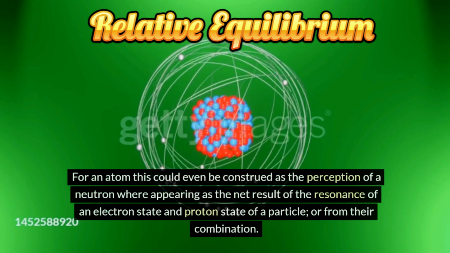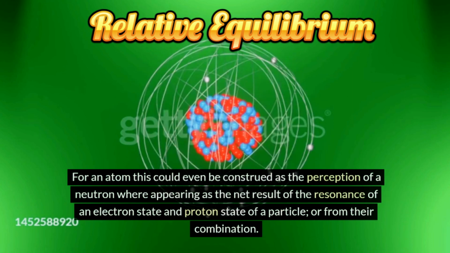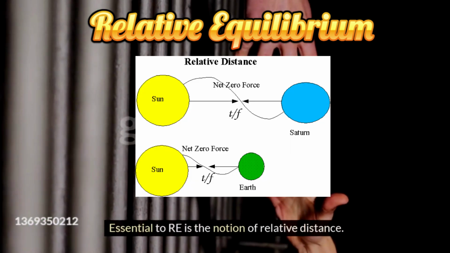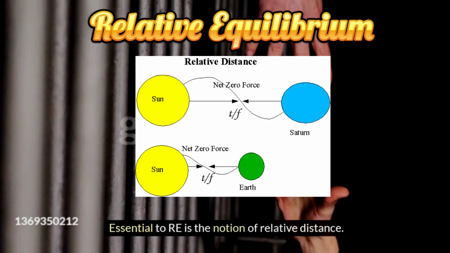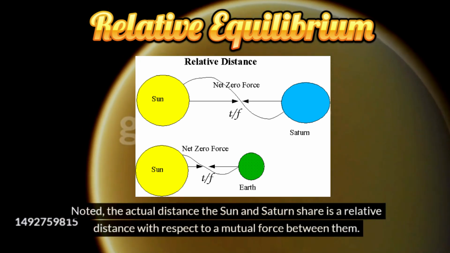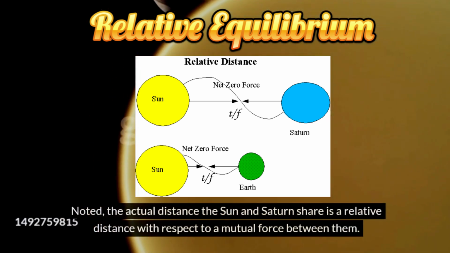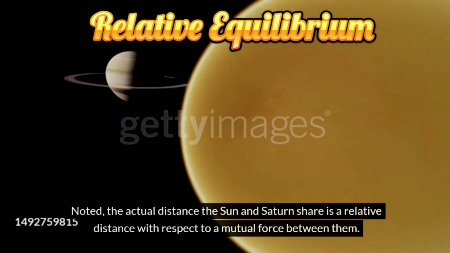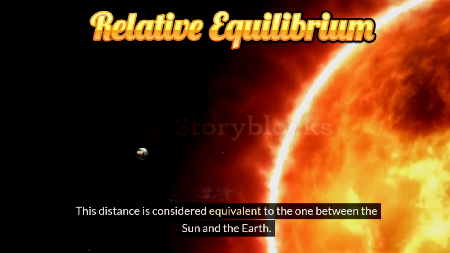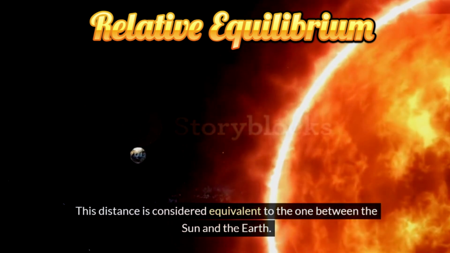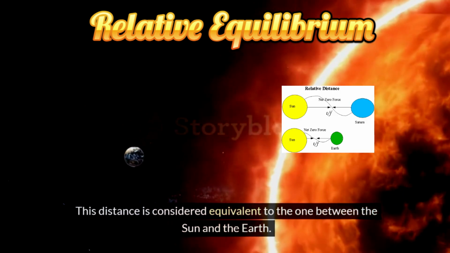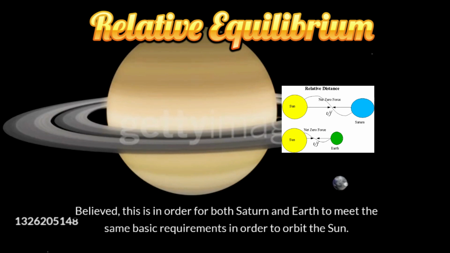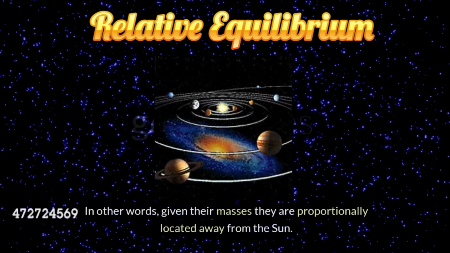Essential to Re is the notion of relative distance. Noted, the actual distance the Sun and Saturn share is a relative distance with respect to a mutual force between them. This distance is considered equivalent to the one between the Sun and the Earth. Believed, this is in order for both Saturn and Earth to meet the same basic requirements in order to orbit the Sun. In other words, given their masses they are proportionally located away from the Sun.